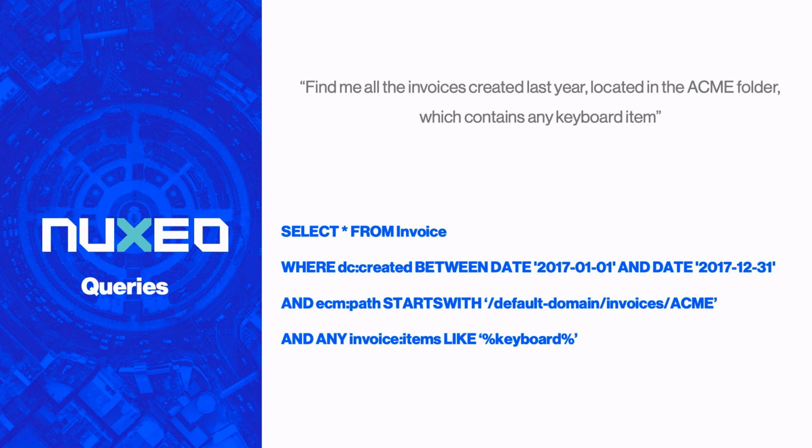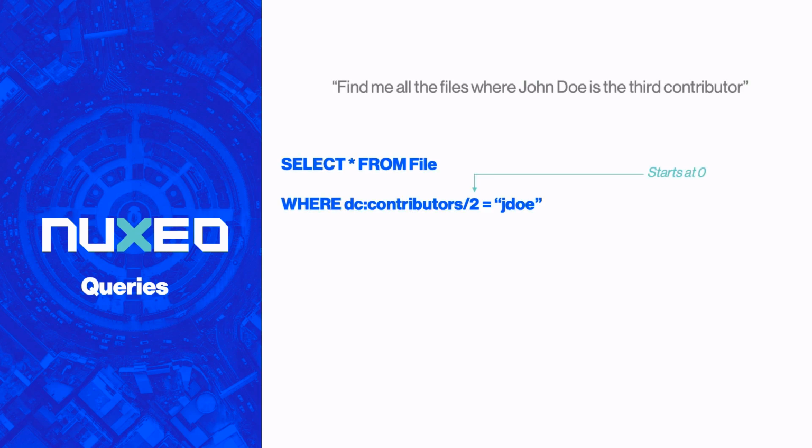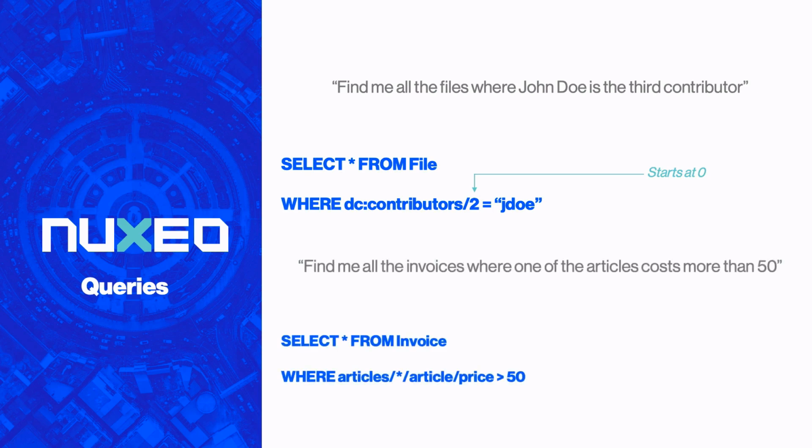Finally, be aware you can also query for any information stored in a list. It applies to multivalued and complex properties. For example, you can look for the nth value of a multivalued property or look for any value. You just have to use the slash character after the property XPath followed by a star to get any value, or the number for the value of the nth entry.